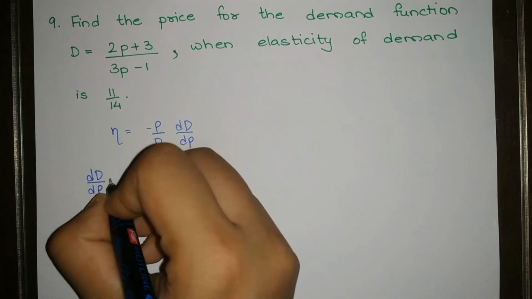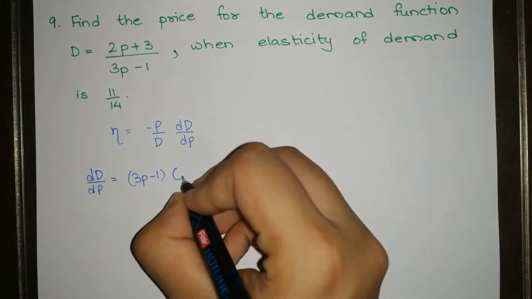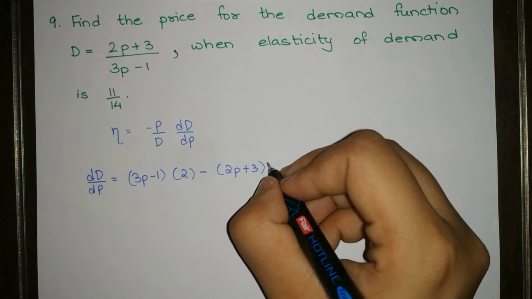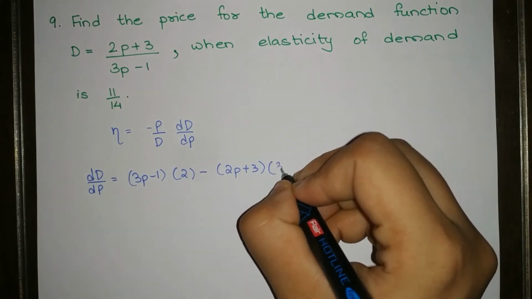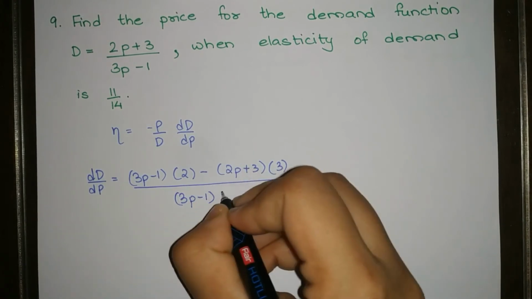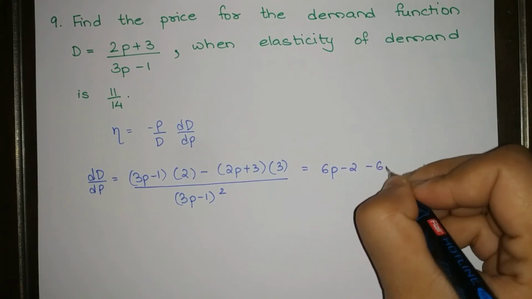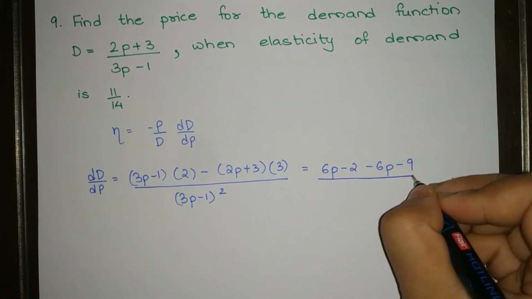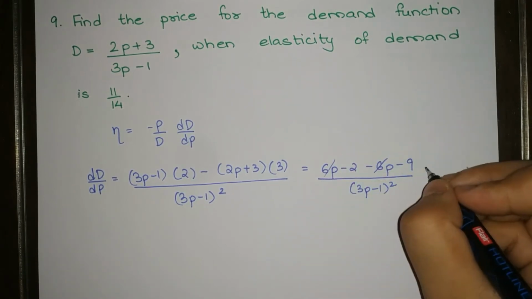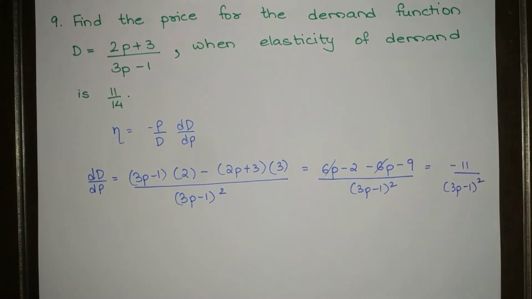सो डेरिवेटिव ऑफ D विद रिस्पेक्ट टू P इज इक्वल टू 3P माइनस 1, फिर न्यूमरेटर का डेरिवेटिव विल बी जस्ट 2 ओवर हियर माइनस 2P plus 3. Again this is U by V rule only. Okay. So this will be just 3 divided by (3P minus 1) the whole square. Okay. This is equal to (6P minus 2 minus 6P minus 9) divided by (3P minus 1) the whole square, which is equal to minus 11 over (3P minus 1) the whole square.